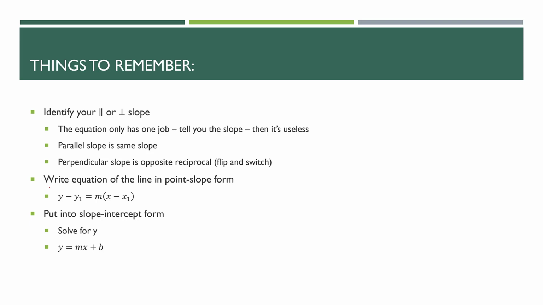So y equals mx plus b. Okay. But this parallel and perpendicular section on top is the really new stuff and the really important stuff for this lesson. All about same slopes and opposite reciprocals. And remember, the equation they give you, it has one job only, just one, to tell you the slope. And then it's useless. So just cross that off. All right, so that's it for this lesson.